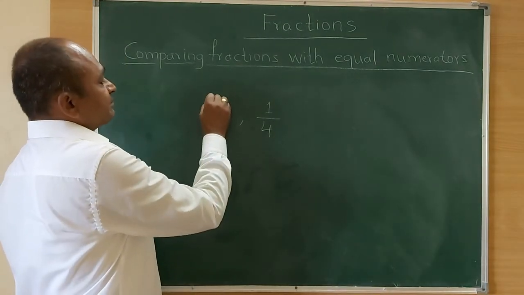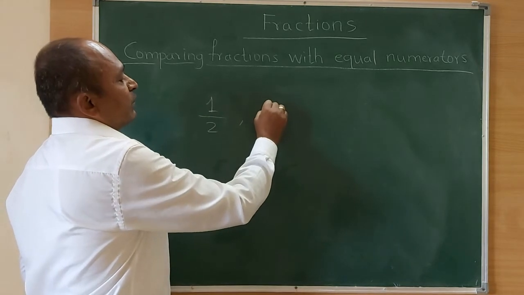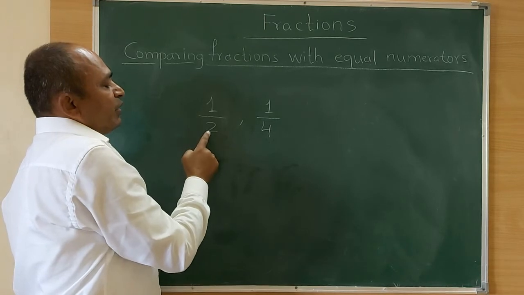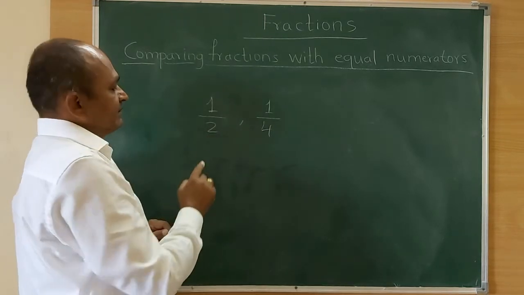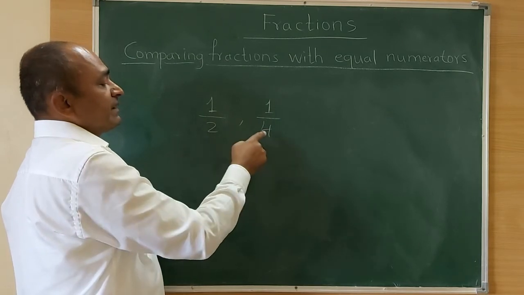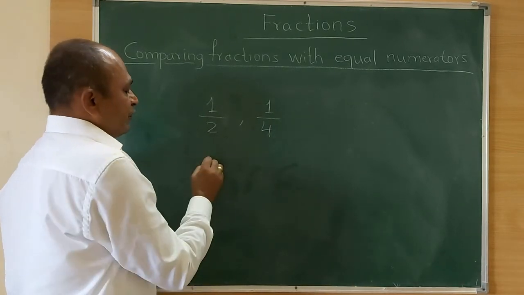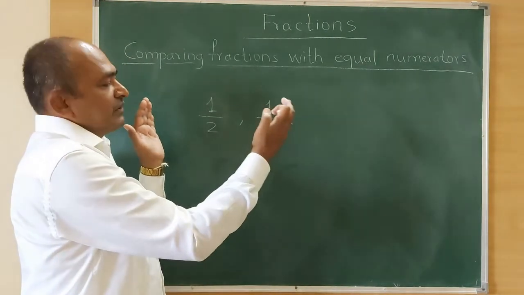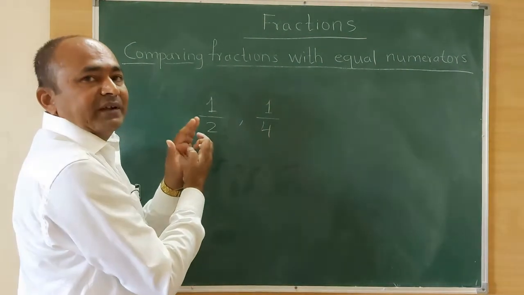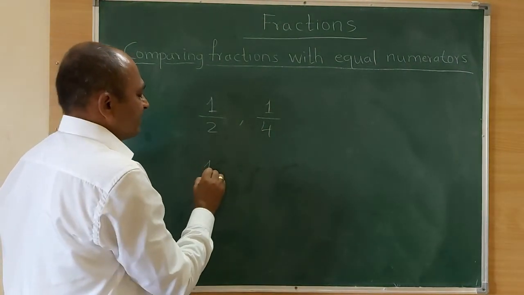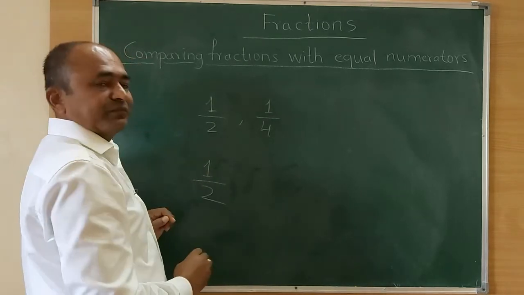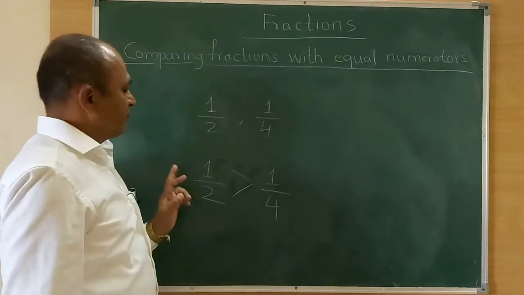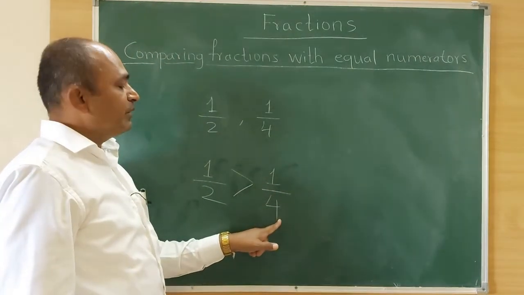In short, if the numerator is 1 and the denominator goes on increasing, suppose here it is 2 and here it is 4, the value of the fraction becomes smaller and smaller. So I can say 1 upon 2 is greater than 1 upon 4.